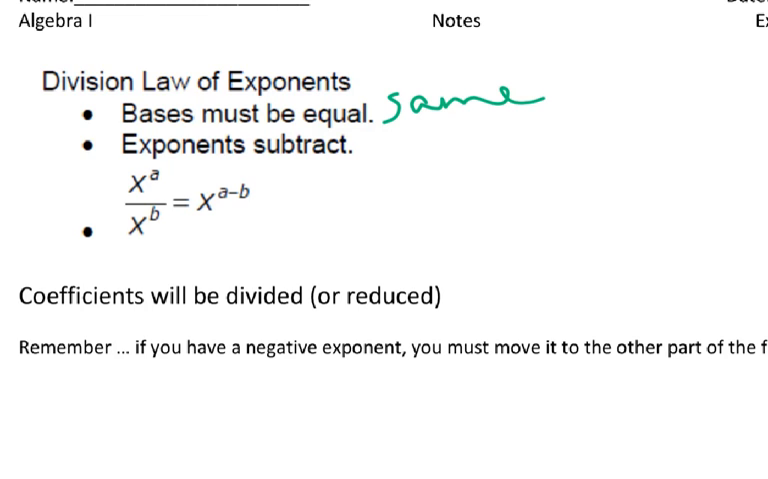Okay, so if you have x to the a over x to the b, it becomes x to the a minus b. So think of that fraction sign as being a minus. Now, two things you got to remember. First of all, the coefficients are the numbers in front of the variables, and they are not exponents. So they follow your normal fraction rules, and you divide or reduce them. The other thing you have to remember is that when you subtract your exponents, if you have a negative exponent, you must move it to the other part of the fraction.